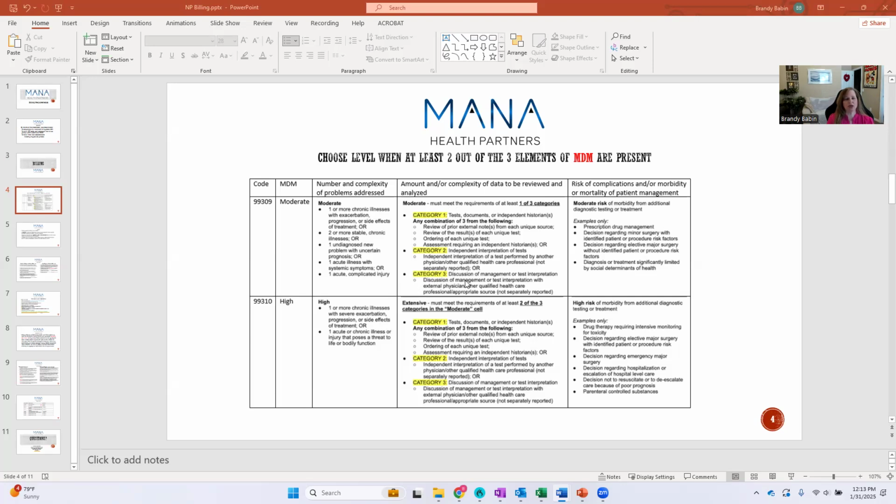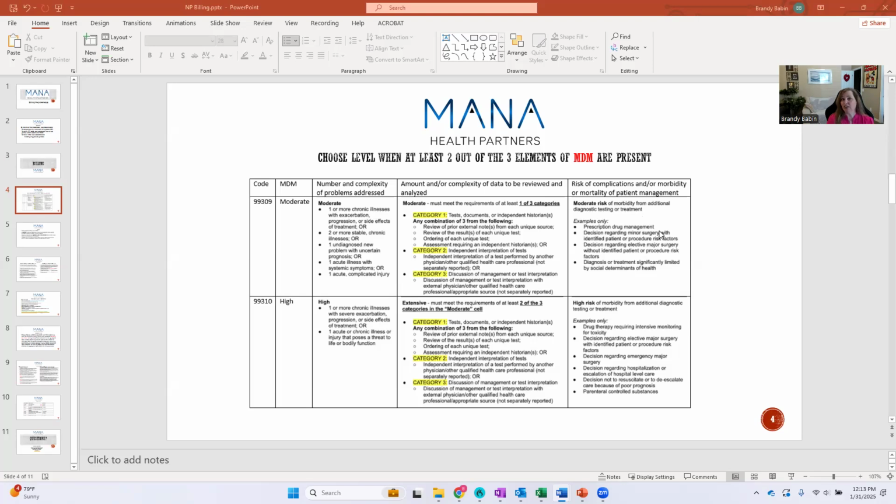So if we hit category three every time, we can put this into our HPI and our assessment and plan. We can definitely document this, but category three automatically puts us in that criteria. And then the risk of complications or morbidity, mortality. So for a moderate risk, you can implement a prescription drug management.